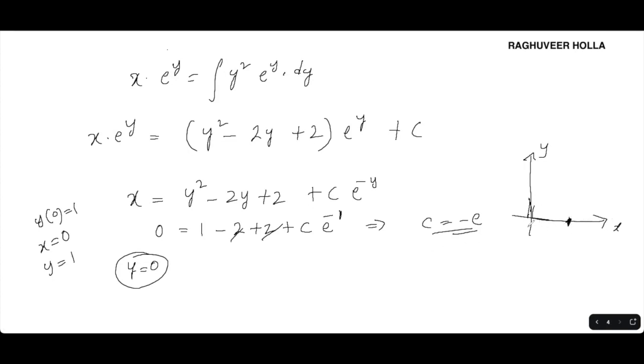So on the x-axis, you have to find what x is by substituting y as 0. When you substitute y as 0 in this, you get x is equal to 0 plus 2, and this is c, which is minus e, times e to the power of 0, which is 1. Okay, so x will be 2 minus e. So this is the required solution.